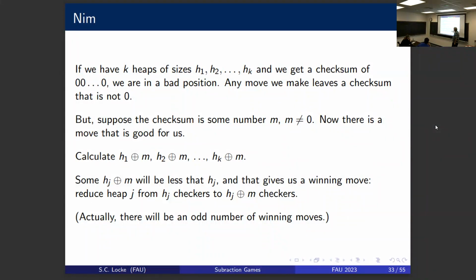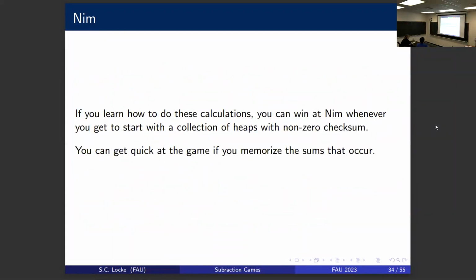It actually corresponds to the column where the checksum is first non-zero, basically. That column has an odd number of entries, and so I get an odd number of winning moves. So now you know how to play that. Of course, it means you've got to keep stuff in your head.